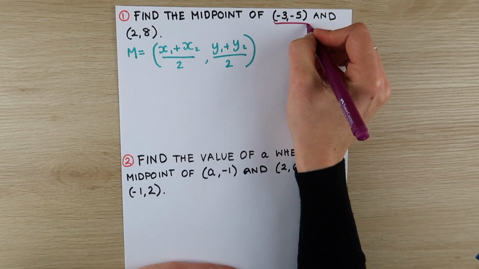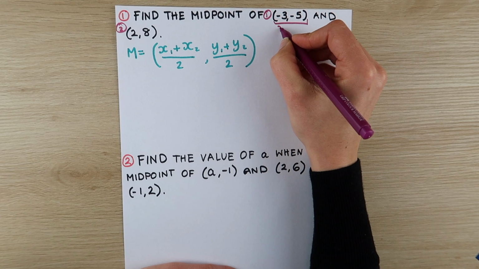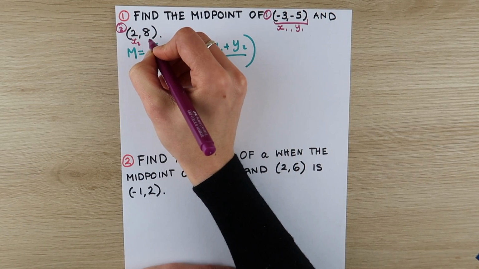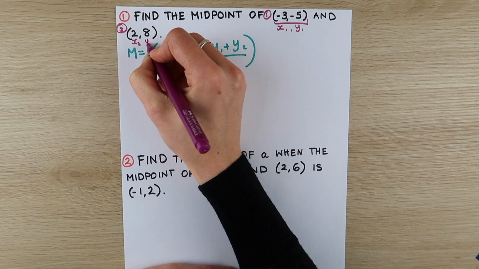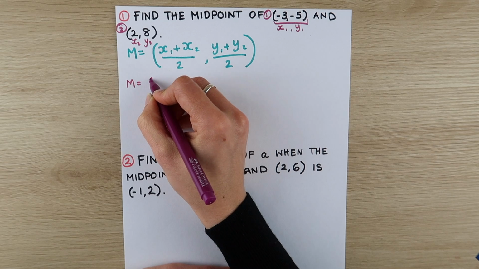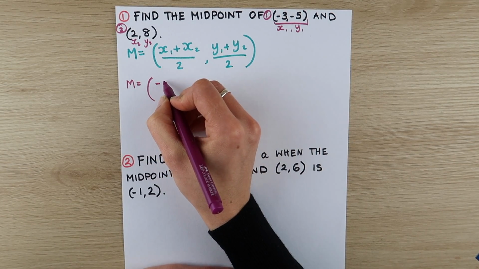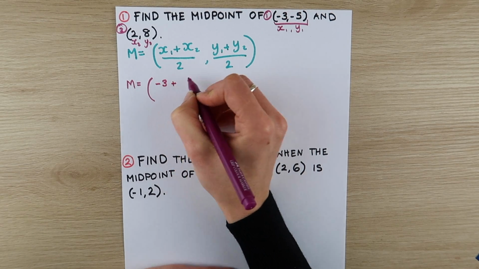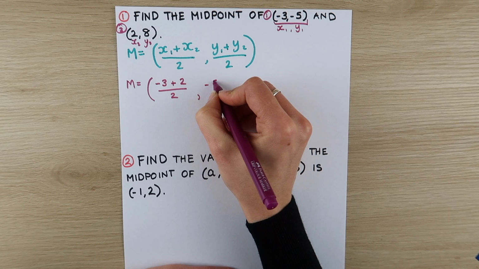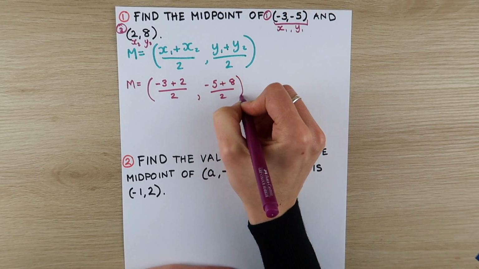So let's call this point 1 and this point 2, making this x1, this y1, and 2 is x2 and 8 is y2. If I sub each of these in, I'm left with (-3 plus 2) over 2, (-5 plus 8) over 2.